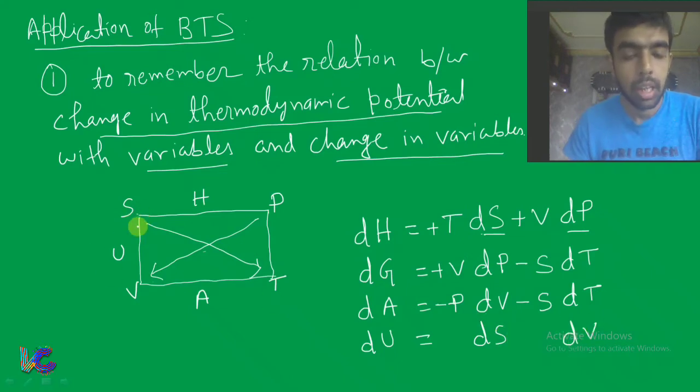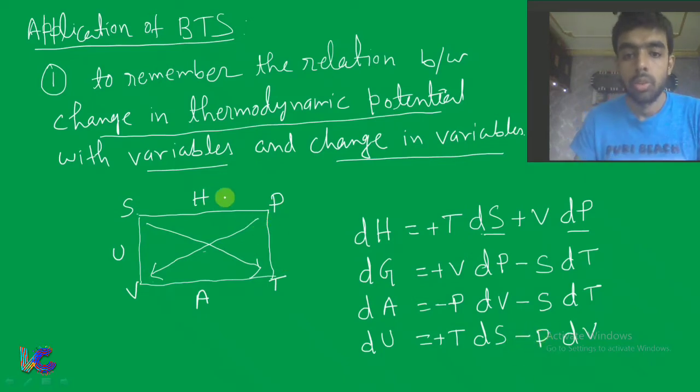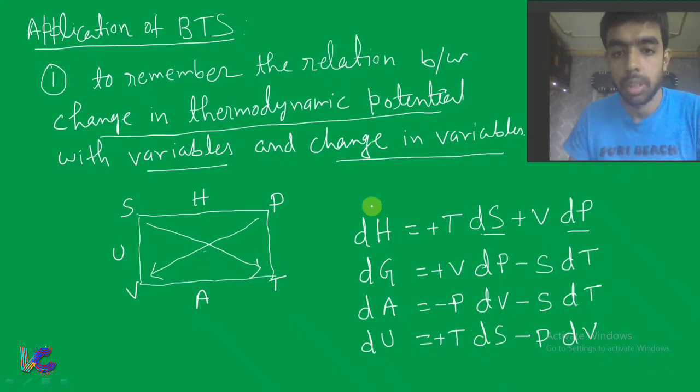So for S, the arrow is moving away, so positive sign, and the arrow is going to T, so plus TdS. So for V, the arrow is coming closer to V, that means negative, and coming from P. So there will be a negative sign, and there will be minus VdP. So dA is equal to minus SdT minus PdV, dG equal to VdP minus SdT, dH is equal to TdS plus VdP, and dU is equal to plus TdS minus PdV.